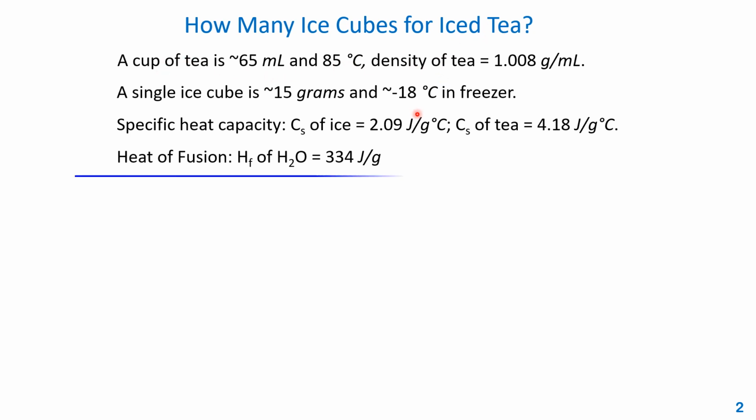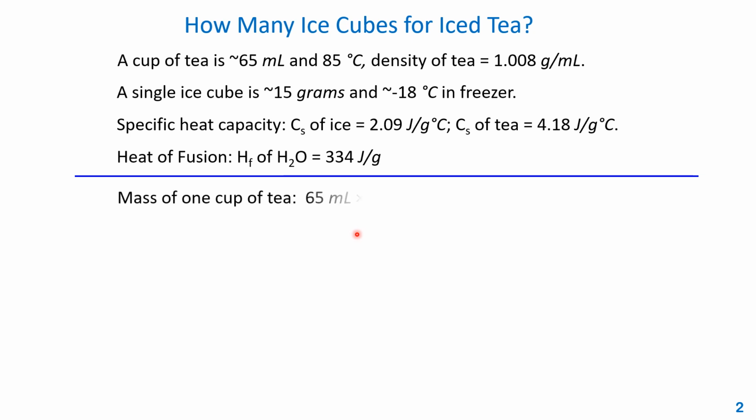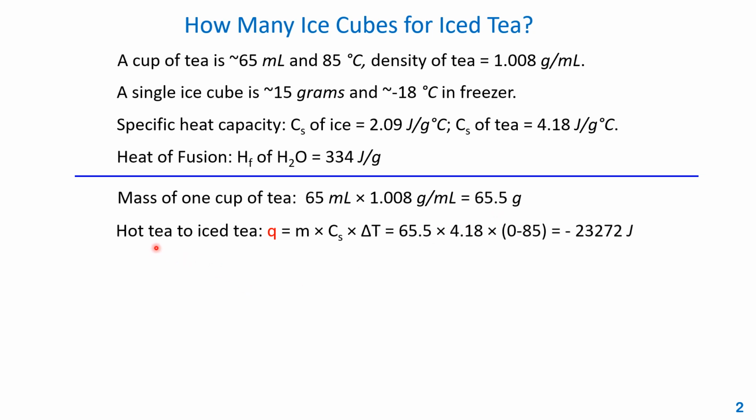Now we can do the calculation. First, we need to calculate the mass of the cup of tea. We have 65 milliliters times density. Volume times density equals mass, so we have 65.5 grams of tea. And then we can calculate how much heat will be released. When you convert the hot tea to iced tea, heat must be released from the hot tea, because its temperature dropped.